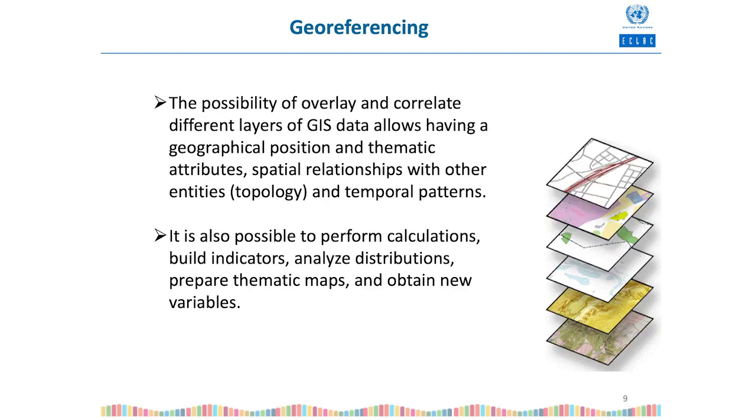The possibility of overlay and correlate different layers of GIS data allows us to have a geographical position and thematic attributes, spatial relationships with other entities, and temporal patterns. It is also possible to perform calculations, build indicators, analyze distributions, and prepare thematic maps and obtain new variables.